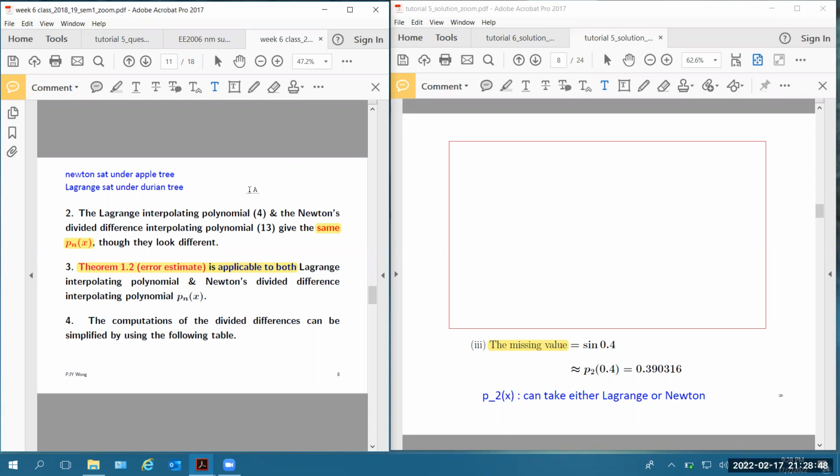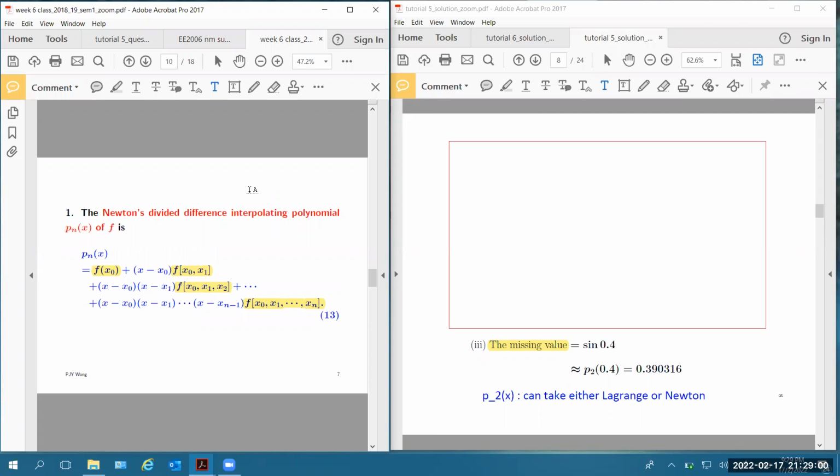It's just to say that Newton's method is a smarter method. So maybe I'll explain why Newton's method is smarter. Everybody, look at this Newton's divided difference, the Pn(x) here. Suppose we add one more point, and that point is x.